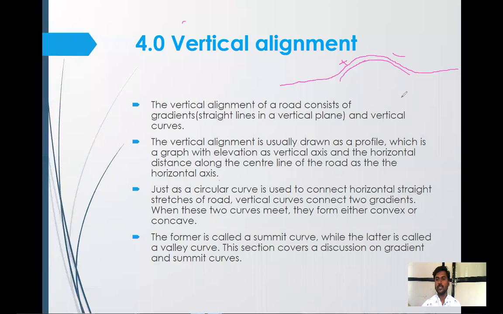It might be the case like straight line, positive gradient, straight line. Okay, this may be there. Only positive gradient may be there. There might be the case of negative gradient, then positive gradient, then straight line. There might be the case of straight line, negative gradient, straight line. Okay. Likewise, there are various types of vertical curves and alignments that we need to design.